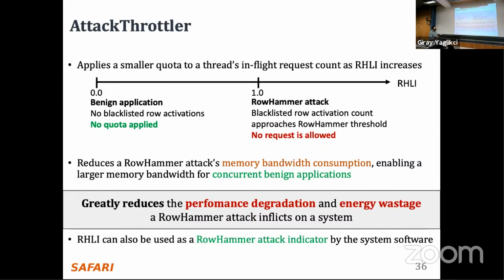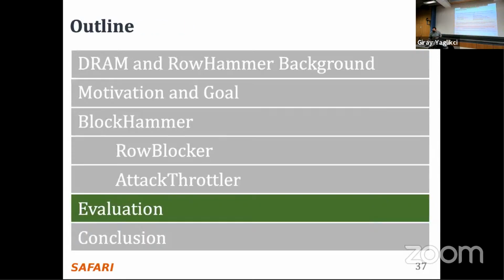And RowHammer likelihood can optionally be used as a RowHammer attack indicator by the system software. If you have some other sophisticated malware detection systems, you can flag them, saying that this thread is doing something wrong. Okay, this is basically what the mechanism is, and I'll move on to evaluation.